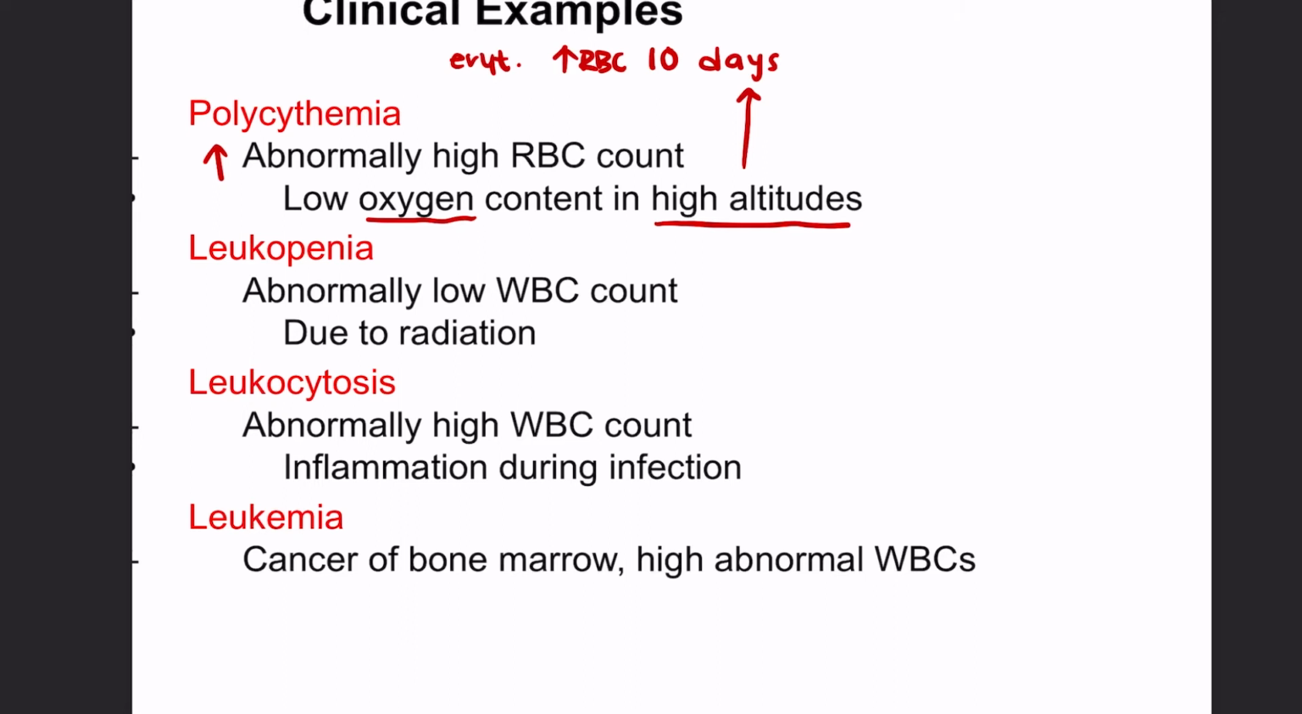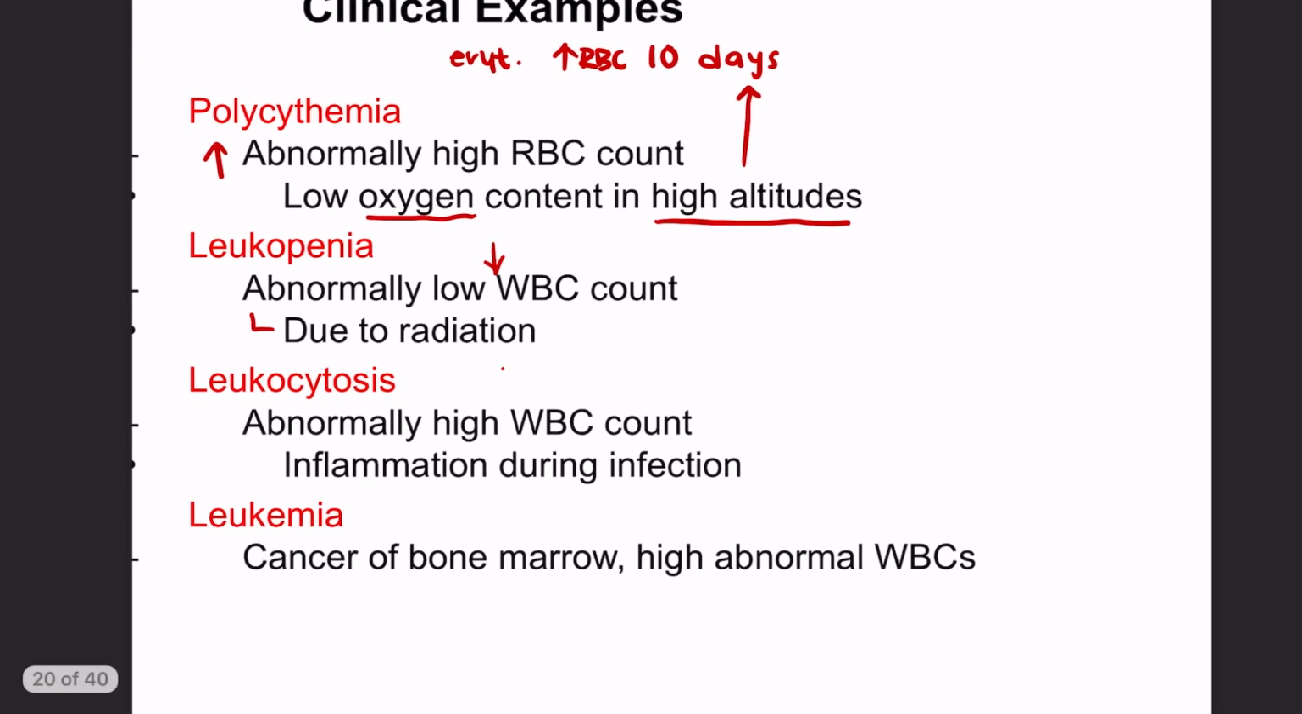Leukopenia is an abnormally low white blood cell count, often due to that radiation and chemotherapy that was similar. Leukocytosis can be an abnormally high white blood cell count, and this can be due to infection. When we have infection, our body goes ham and our white blood cell count increases significantly to try and stave off that infection. Leukemia is cancer of bone marrow, and you may have a high number of white blood cells, but these white blood cells may be abnormal.